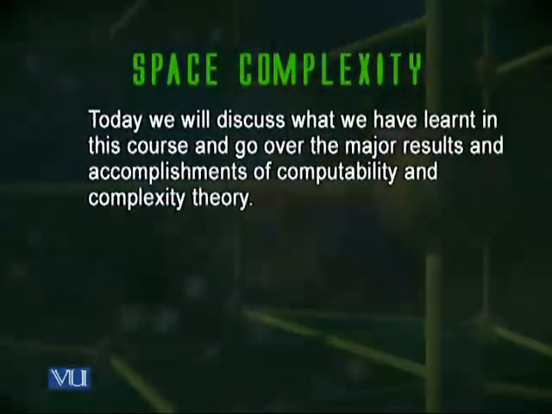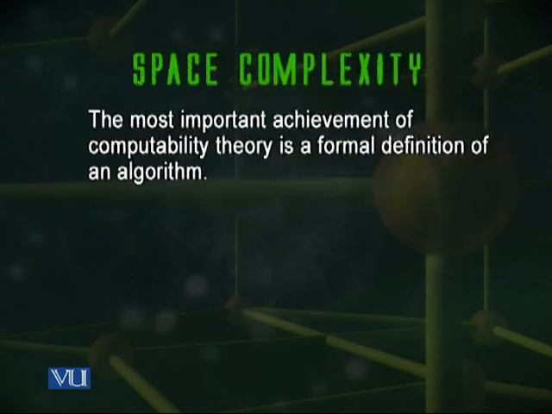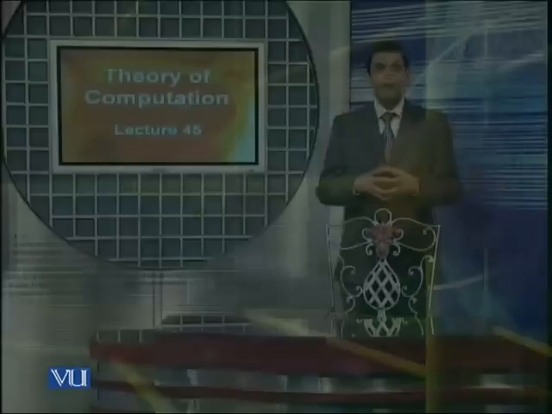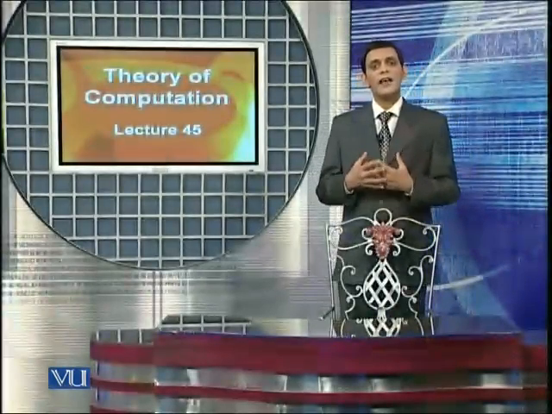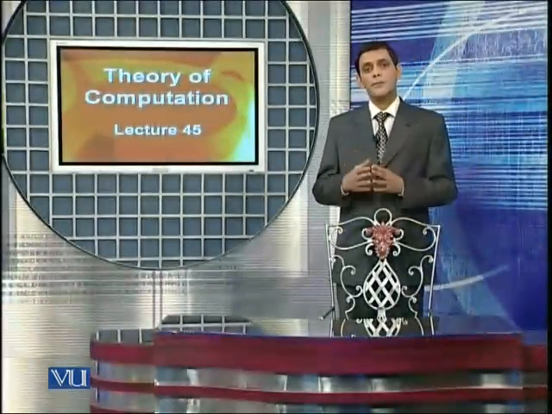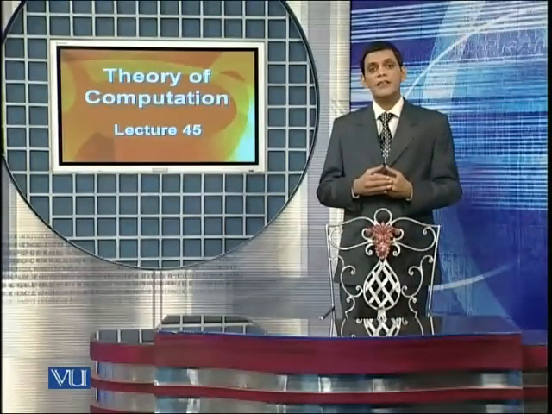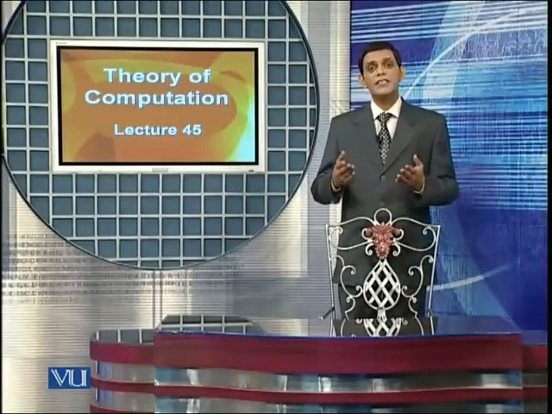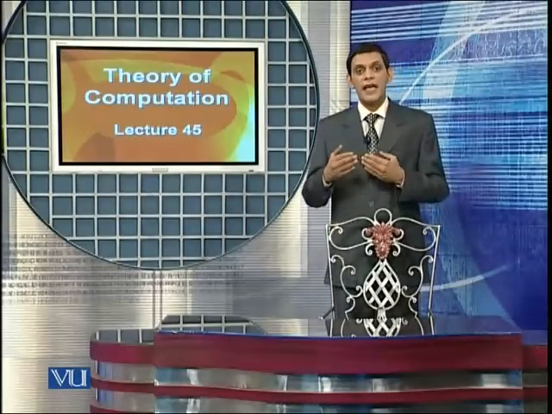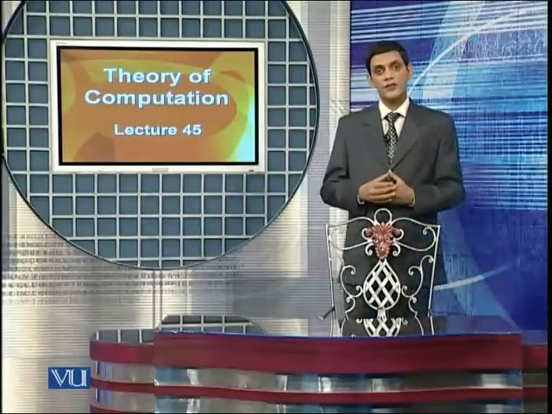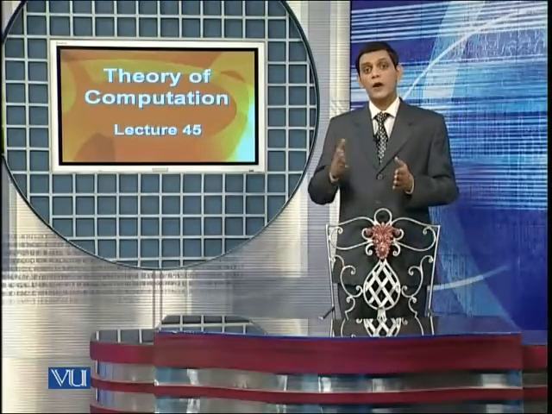So today we will discuss what we have learned in this course and go over the major results and accomplishments of computability and complexity theory. The most important achievement of computability theory is the formal definition of an algorithm. See, algorithms is an extremely old subject. However, people were designing algorithms when they actually did not have a definition of an algorithm. Euclid was designing algorithms. Algorithms are thousands of years old.